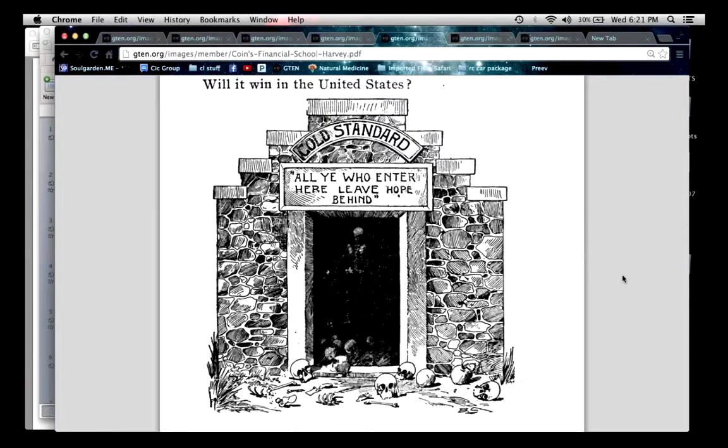All ye who enter here leave hope behind. I like the skeletons, skulls all over it. It looks kind of ominous.